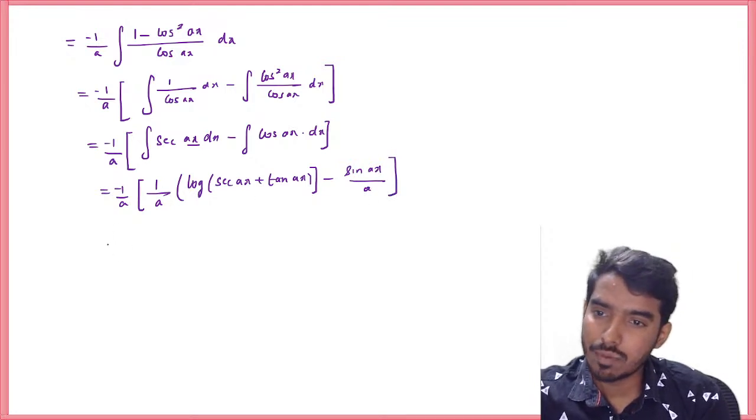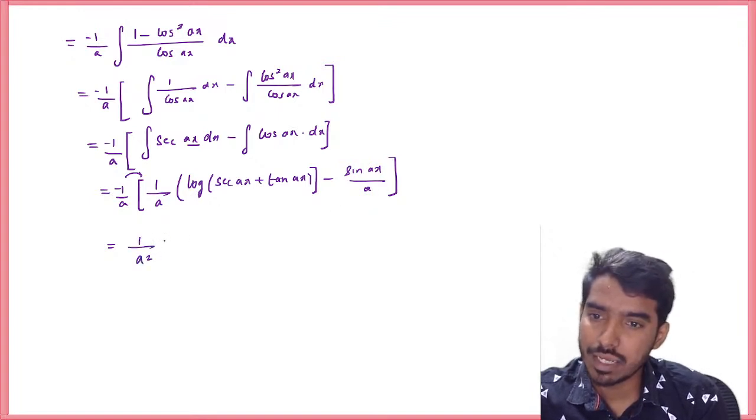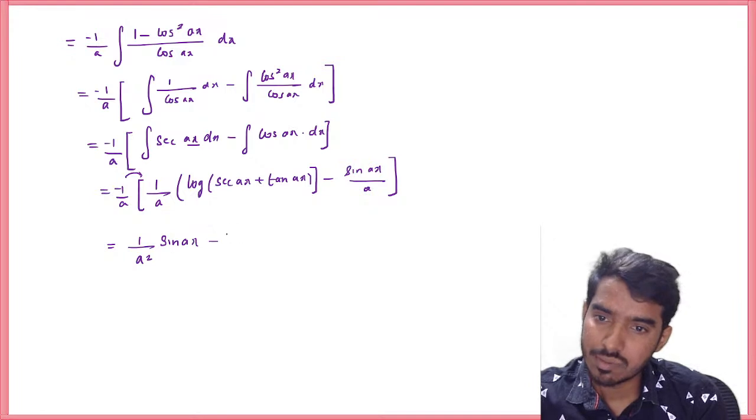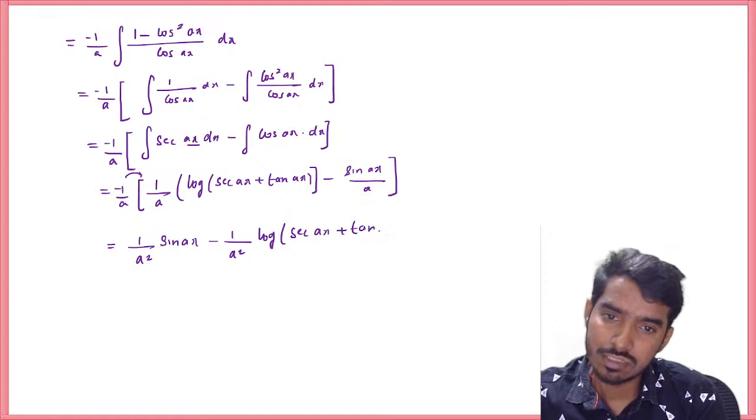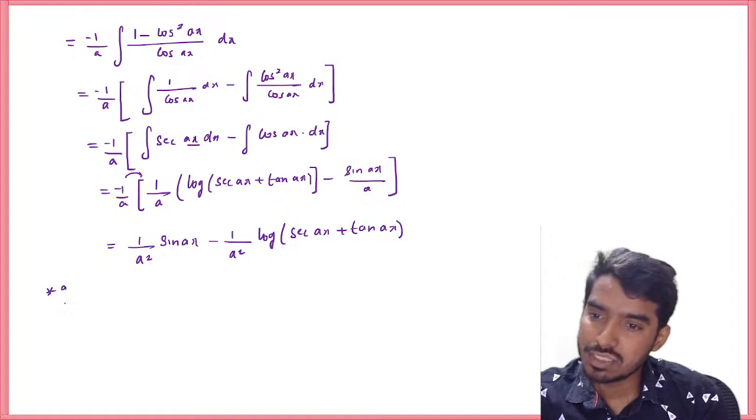Now if you multiply this 1 by a inside, this will be negative, this will be positive. So write this positive term first. So we'll have 1 by a square sin ax minus 1 by a square log of secant ax plus tan ax. This is your f of x.